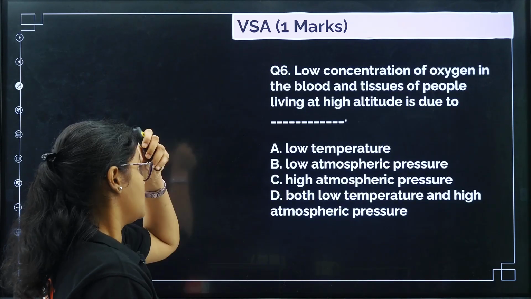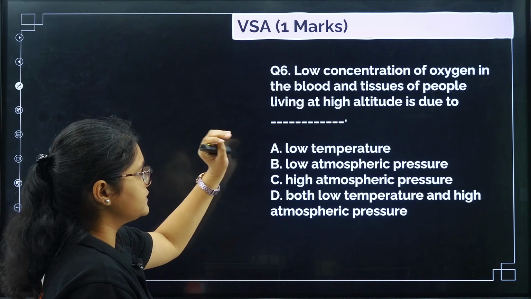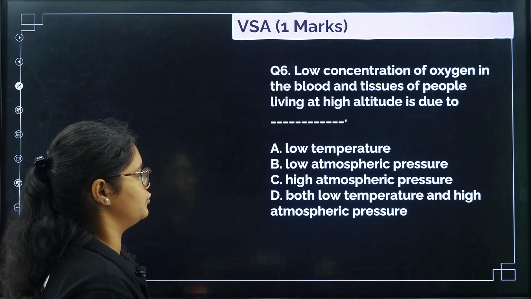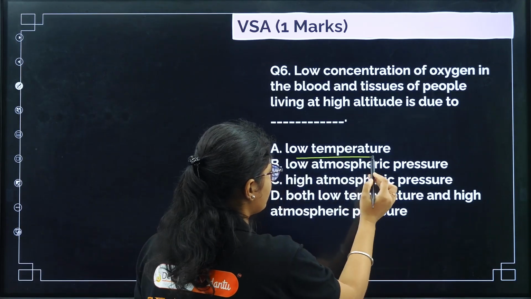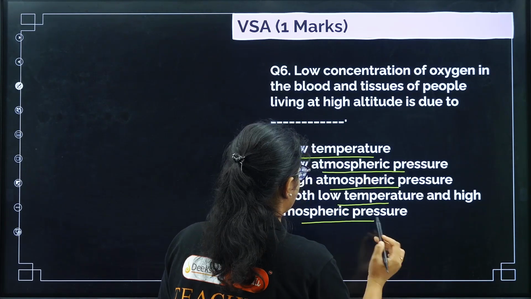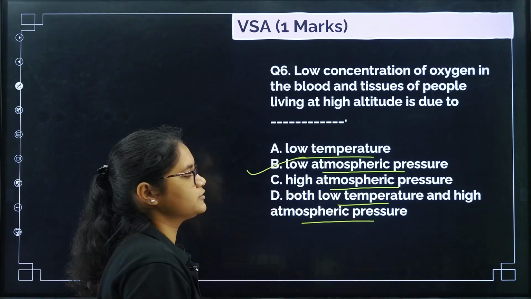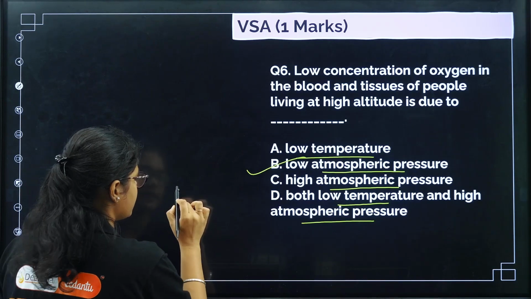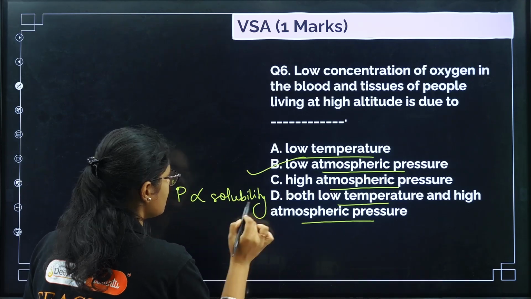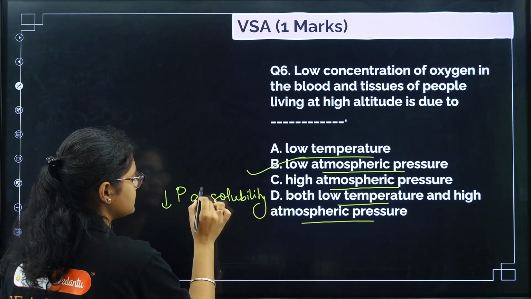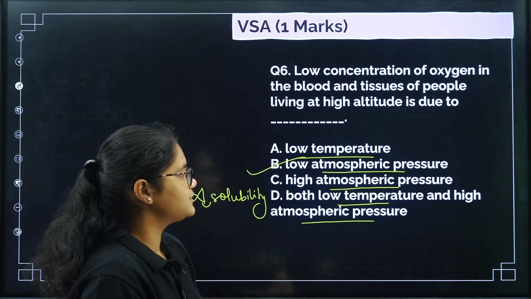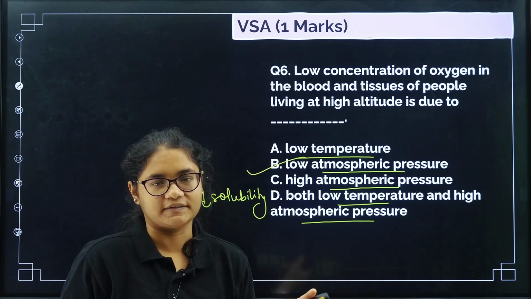Okay, next, low concentration of oxygen in the blood and tissues of people living at higher altitude is due to. So is it due to low temperature, low atmospheric pressure, high atmospheric pressure, both low temperature and high atmospheric pressure? So it is due to low atmospheric pressure. So you know what Henry's law says? Solubility is proportional to pressure, right? So at higher altitude pressure is less, solubility is less. So inside the human body the solubility of oxygen is less. So that is why we find this medical condition, that is anoxia.